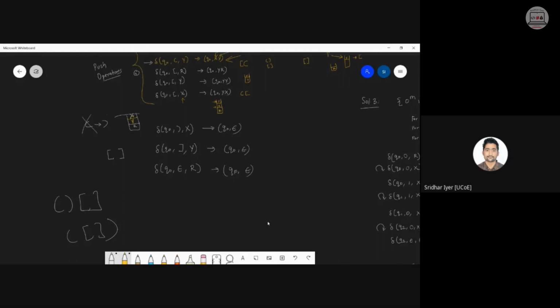That's why we are not changing our states. We are remaining in the same state Q0. That is what we call a non-deterministic PDA, where we are not aware of what is the next set of symbols that is going to be arriving.